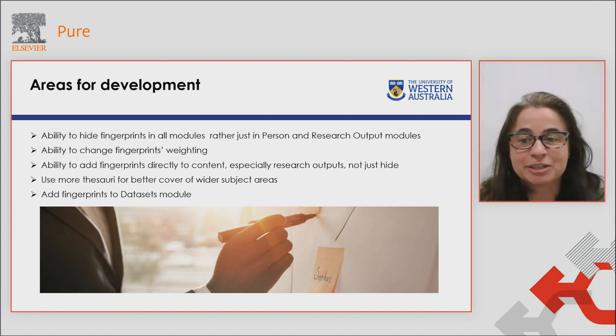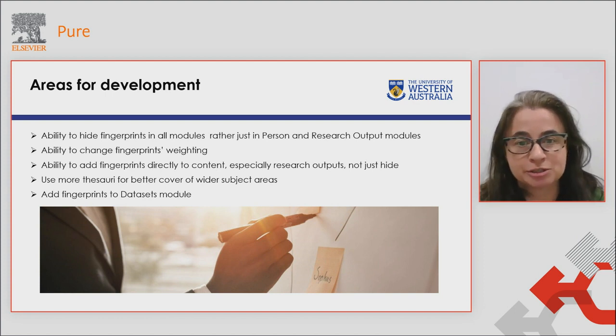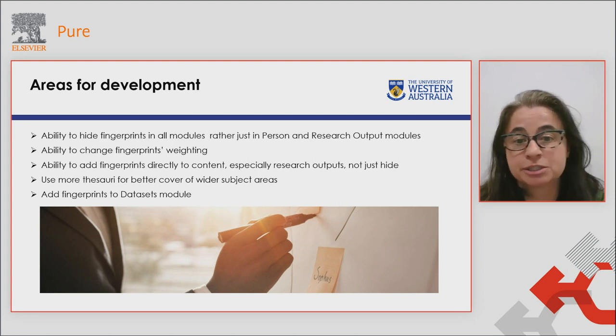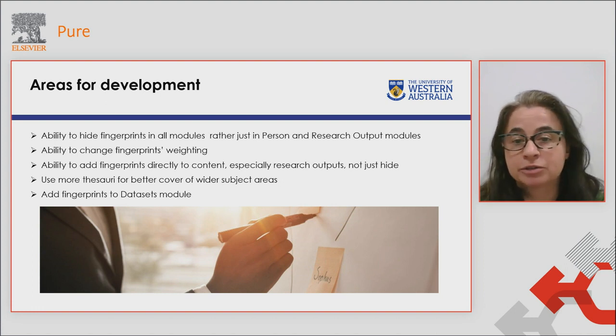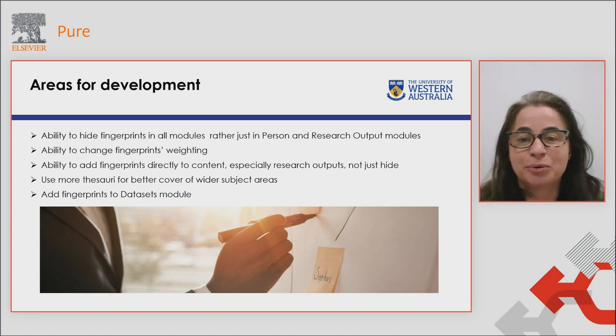Okay, so areas for development. The ability to hide fingerprints in all modules rather than just in persons' research outputs, and I should also add organisational units. The ability to change the fingerprints weighting, that's something that they've been asking for quite a lot. The ability to add fingerprints directly to content, especially research outputs, not just to hide them. To use more thesauri for a better coverage of wide subject areas. Adding fingerprints to the datasets module. And I wanted to add, most importantly for us right now, the improved ability to report on fingerprints.